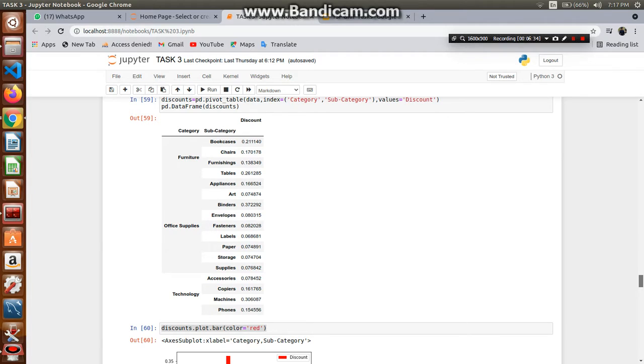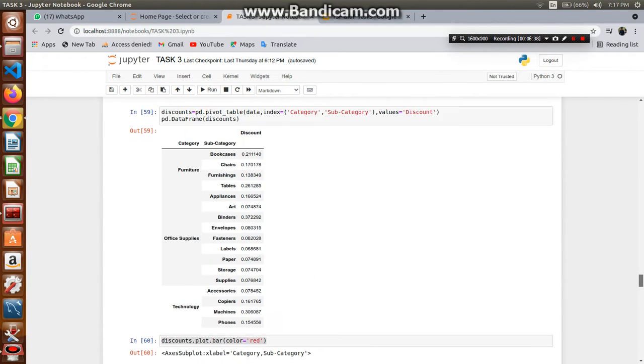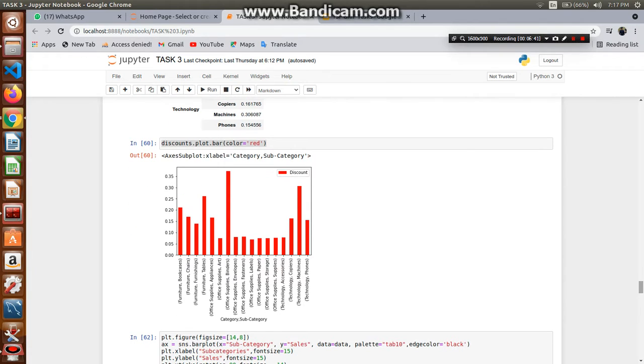After that, we'll have a look at how much discount we need to give on the product. In office supplies, binders have to be given more discount, so we need to cut it out in order to curb the losses.